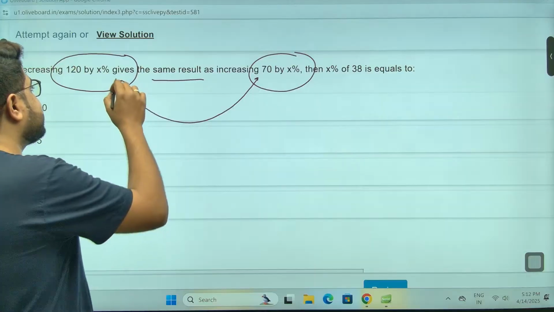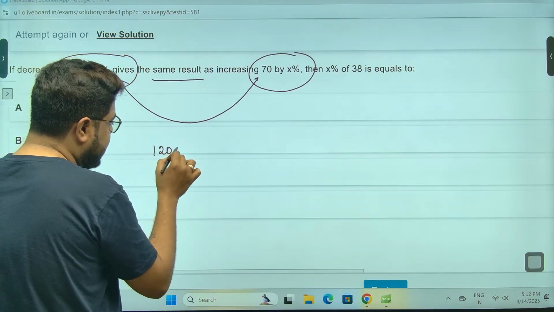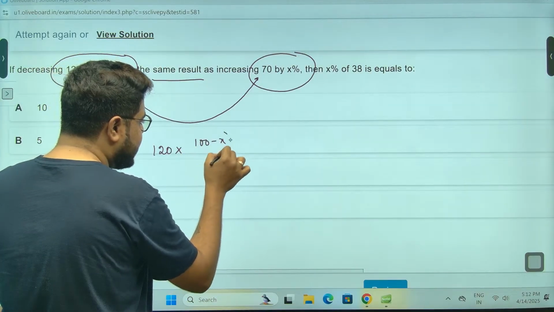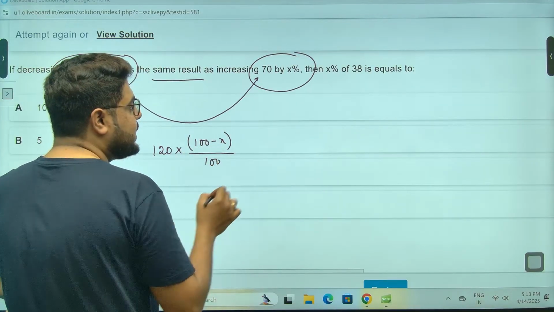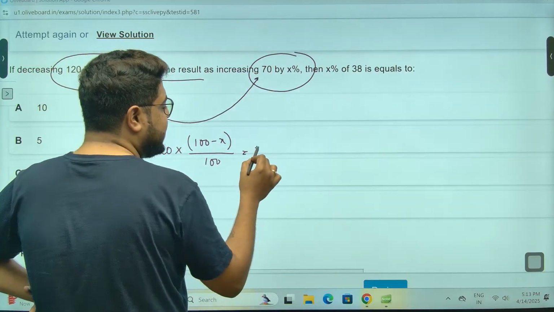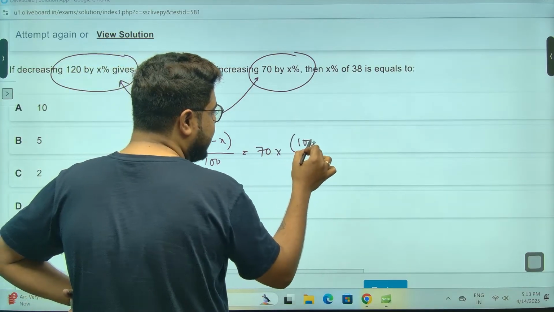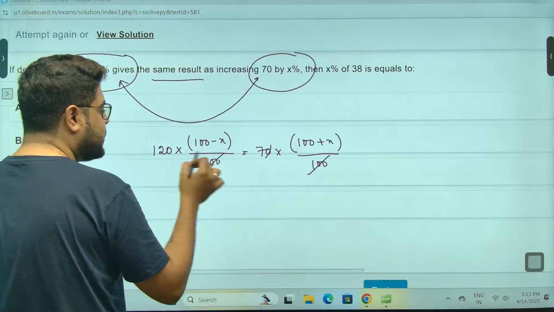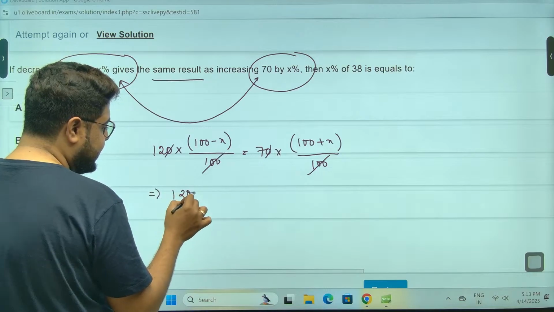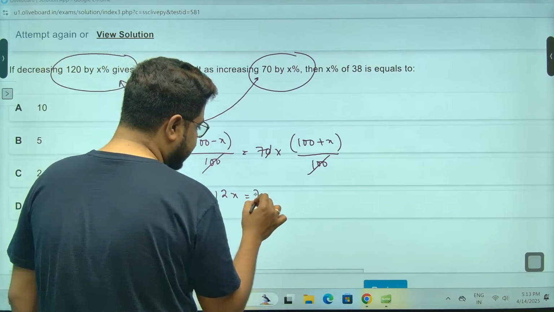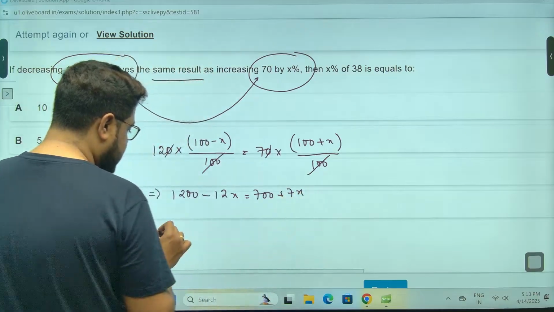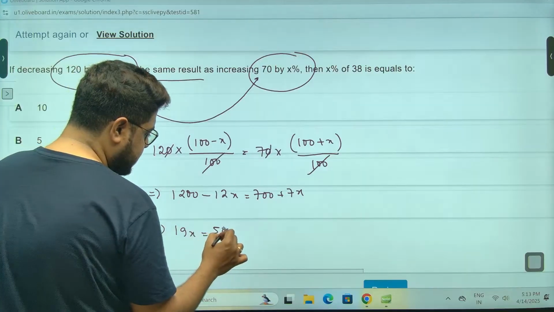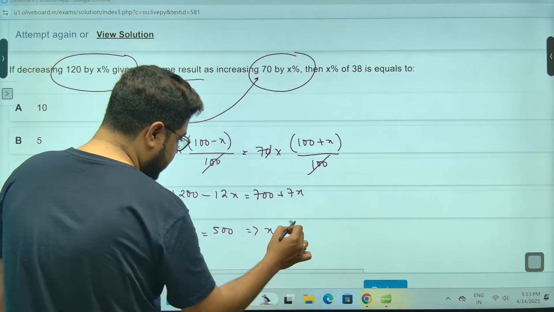120 decreased by x% means 120 into 100 minus x, percentage means divided by 100. That will be equal to increasing 70 by x%, that means 100 plus x, percentage means divided by 100. The 100 cancels. So 1200 minus 12x is equal to 700 plus 7x. So 19x is equal to 500. So x is equal to 500 by 19.